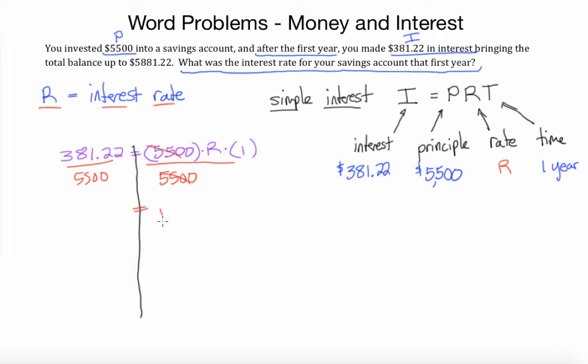Those divide out to 1, so R is equal to 381.22 divided by 5,500, which gives me approximately, I'm going to make little squiggly lines for approximately, so I'm going to round a little bit, but approximately 0.069. All right, what that means is that's my rate, but if I want to turn it into a percent, I need to multiply it by 100. So the interest rate that my bank gave me was 6.9%.